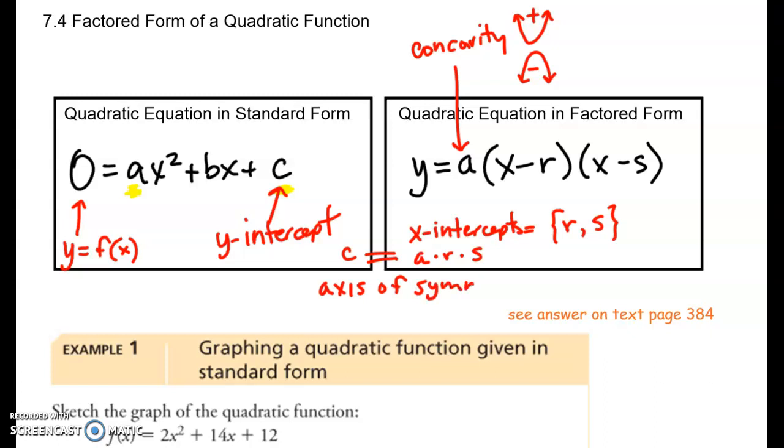Remember, that runs straight down the middle of the parabola. It is going to happen at the equation x equals r plus s, those are the two spots where it crosses the x-axis, divided by 2, which does make sense. We know the very center of the parabola happens right in the middle of these two spots. So if we add them up and divide by 2, we get their average, or that middle spot. All those equations are going to come in handy as we talk about the quadratic function in factored form.